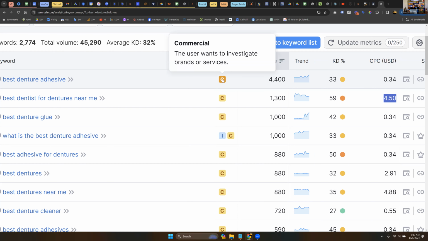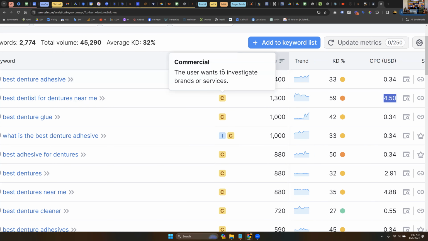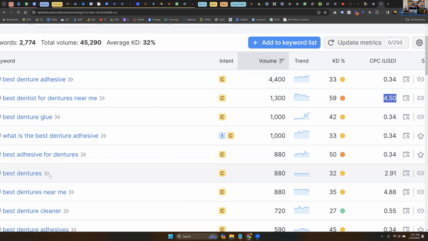And so they're seeing all this, right? This screen sharing. So, best dentures, commercial. So they're looking for the best denture, they're buying. Good news. How many searches per month? The volume here is how many searches there are per month in the United States. There's 880 people every month in the United States looking to purchase dentures.